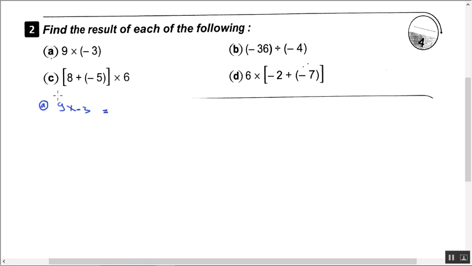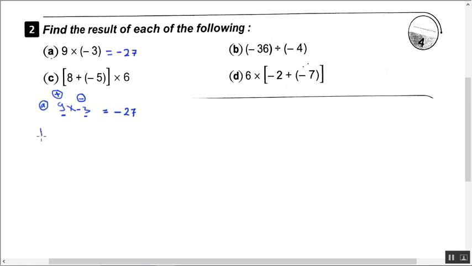He said 9 times negative 3. Here 9 is positive, and here negative 3. We said before positive times negative, so the result must be negative. After that, we'll say 9 times 3 equals 27. So here, the final result equals negative 27.